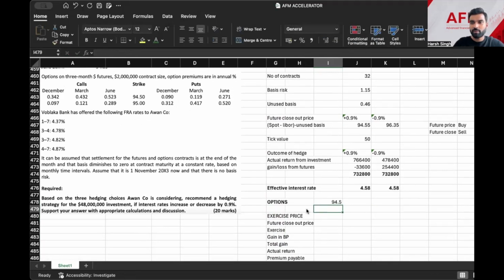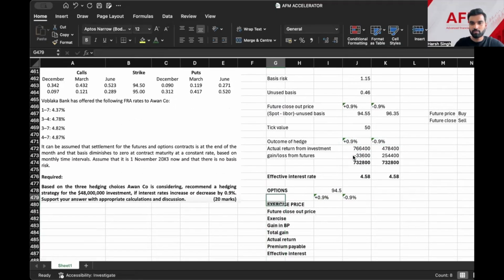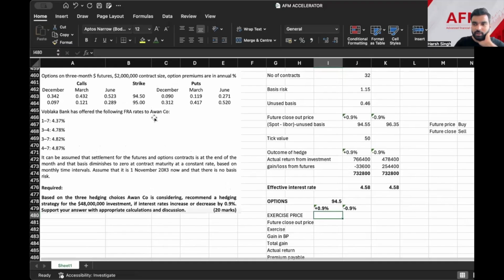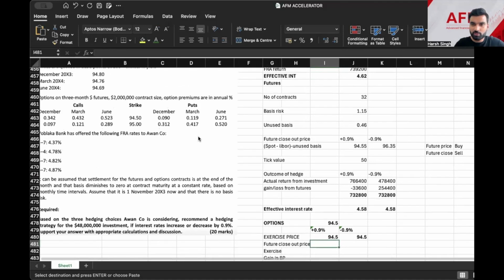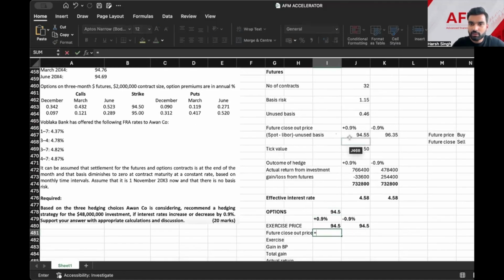Okay. So now the first exercise price I'm taking is 94.5, in case of increase and decrease both. It will make things easier for me. I don't need to bold them, just bold this and this. Okay, now exercise price. It is directly given as 94.5. See, control V, control V. Now future closeout price, we have already calculated that. That is 94.55. And over here it will be 96.35.